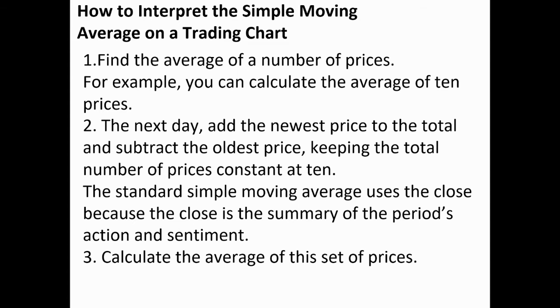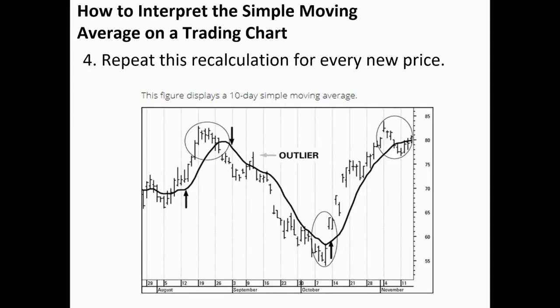The standard simple moving average uses the close because the close is the summary of the period's action and sentiment. Then the third step is you calculate the average of this set of prices. The last step is you repeat this calculation for every new price. So every day, if there is a new price, you add it to the previous ones and subtract the old price.